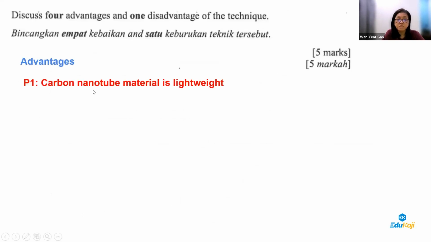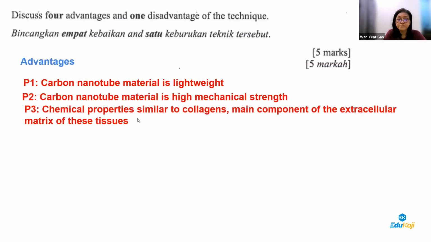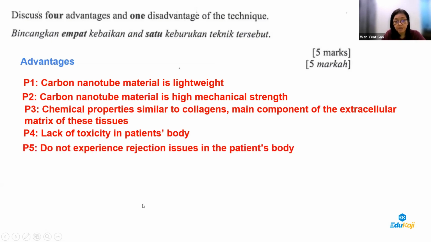So the carbon nanotube material used is very lightweight. So it doesn't increase weight to your body. The carbon nanotube material is high in mechanical strength, and its properties is the same as collagen, which is the main component of the extracellular matrix of this tissue. And it lacks toxicity. That means it doesn't cause the patient body to have toxin. So therefore, the patient does not reject the tissue. They don't experience rejection issue.